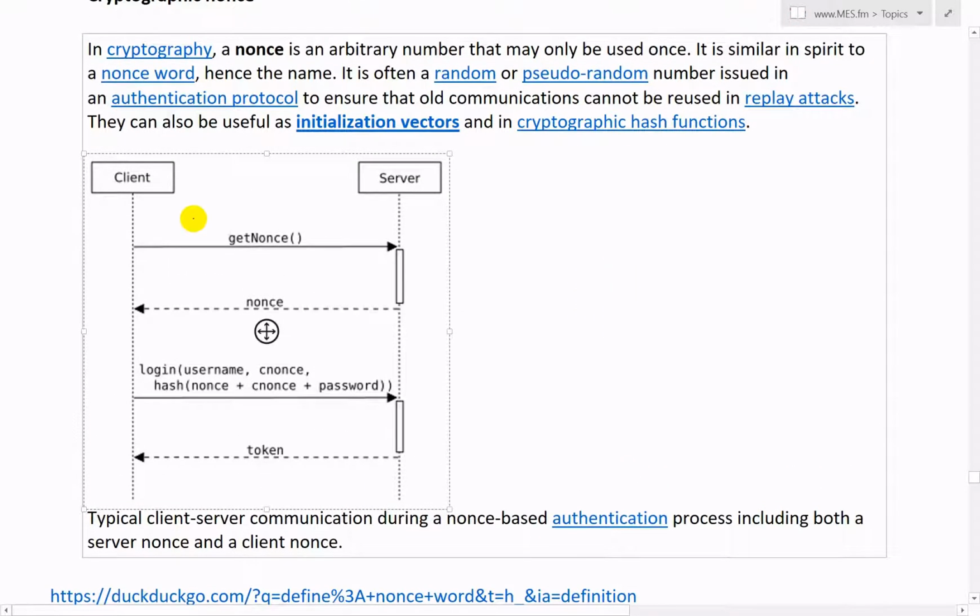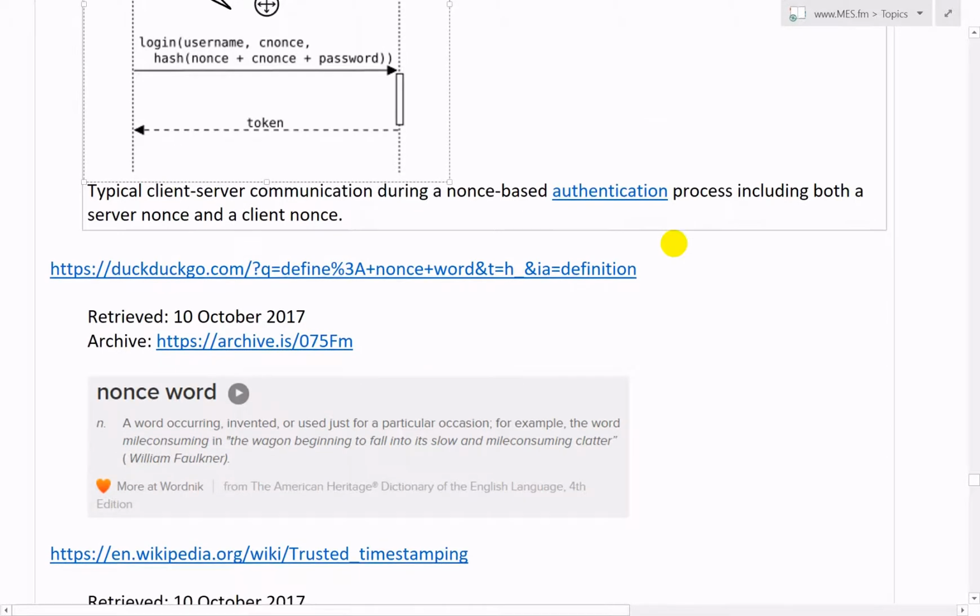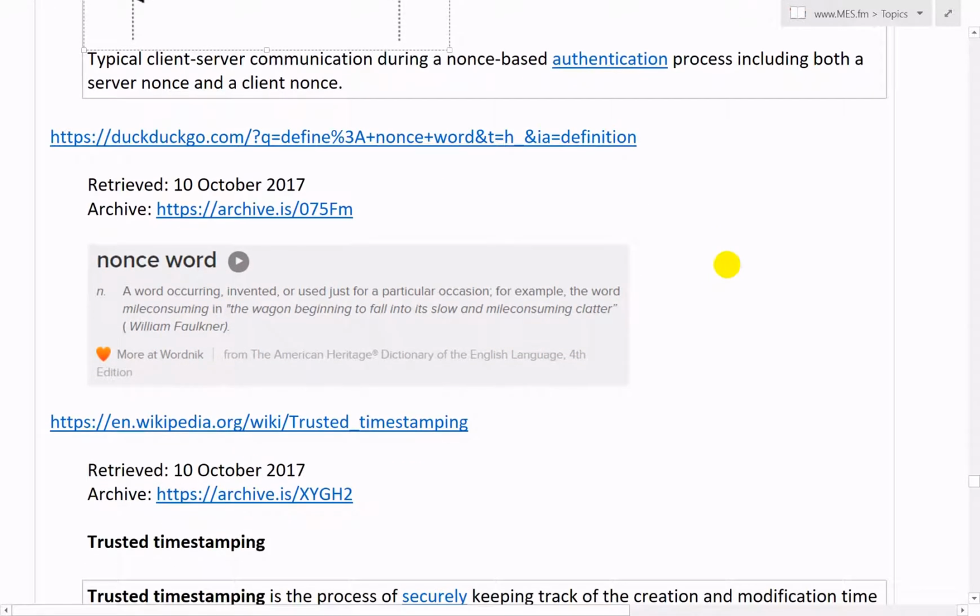So here's one, just send a random number there, just to initialize or authenticate the server, and then it sends back. So it will send a message, get nonce, and we'll send it, okay, now send me the login info. Okay, you're good. So it could be used for stuff like that. So just used once, and it's related or similar to the nonce word.